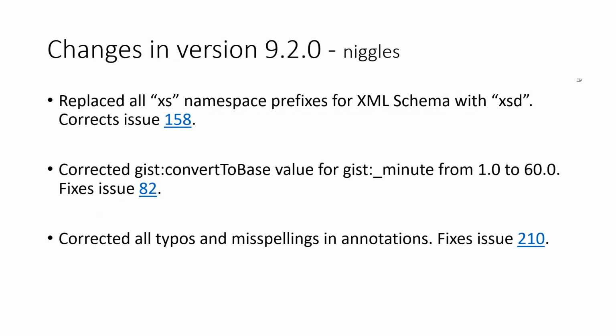So I've organized the changes in version 9.2 into 3 groupings. The first one of which I just generally call niggles. And so we've corrected 3 classes of niggle in 9.2. The first one is that we have replaced the XS namespace prefix for the more standard XSD namespace prefix. The second one is that we have converted the gist minute convert to base value from 1 to 60. And the third one that we've dealt with is correcting a bunch of typos and misspellings and so on.